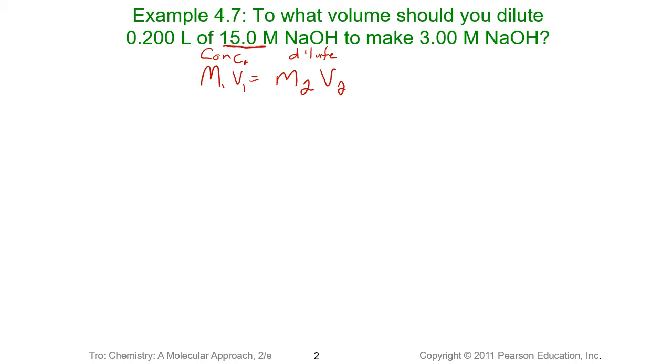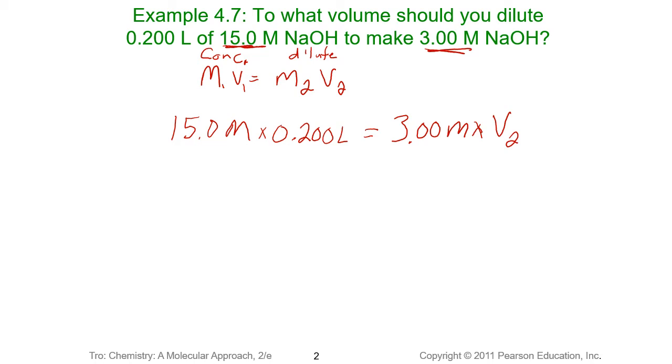It isn't important which side is which, just that those values go together. So our 15 molar, that is our concentrated molarity. We know that because it's a larger number than the molarity that we're trying to make. So we are going to put 15 molar on one side. We're going to multiply by 0.200 liters because that is the volume of our concentrated solution. The molarity that we're trying to make is 3 molar, and we are trying to find V2.